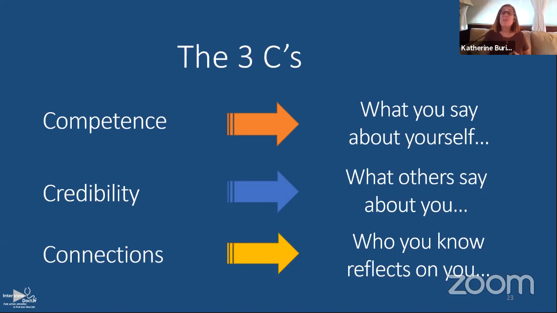So you want competence. That's the way you describe yourself. Credibility, which is a form of recommendations and the skills endorsements, and connections, which are with people who are your target audience.